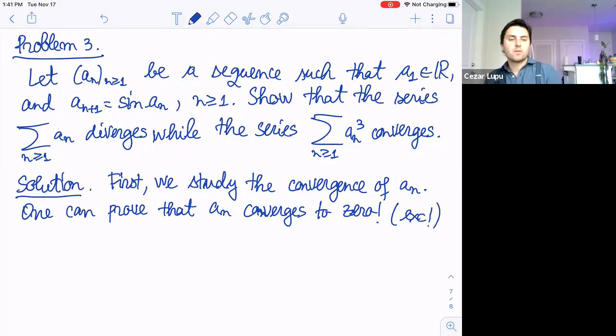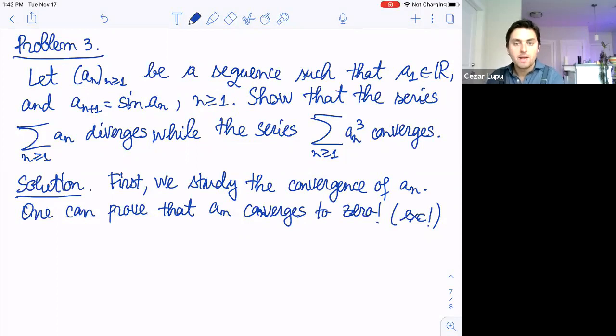Again, you use the monotone convergence theorem, you study the monotonicity. You know that sine of x is less or equal than x. So sine of an is less or equal than an for all real x, so that's why you don't need positivity. So it's decreasing, right? Then you can show that it's clearly bounded because sine of an is between -1 and 1, so an plus 1 is between -1 and 1. So therefore it's convergent. You pass the limit in the recursion, you have L equals sine of L, so L is 0, so that's it.